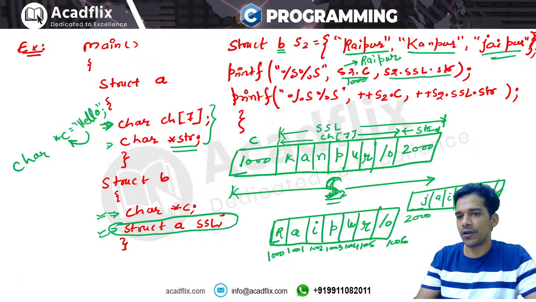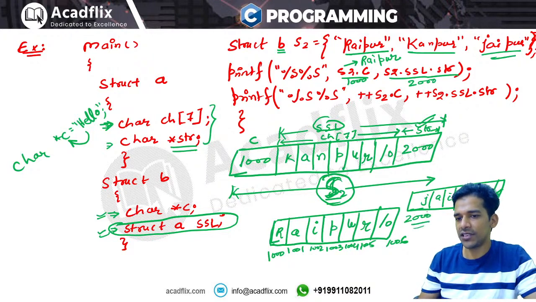Then we have s2.ssl.str. This means that you will go to the structure S2. In the structure S2 you have a structure SSL, so you will go to the structure SSL. Then in this structure you have a member str, so you will go to the member str. That means it will give you the base address of the string, 2000. So you will go to this address 2000 and print whatever string is stored at this location. That means this one will print Jaipur. So the first printf will print Raipur and Jaipur.